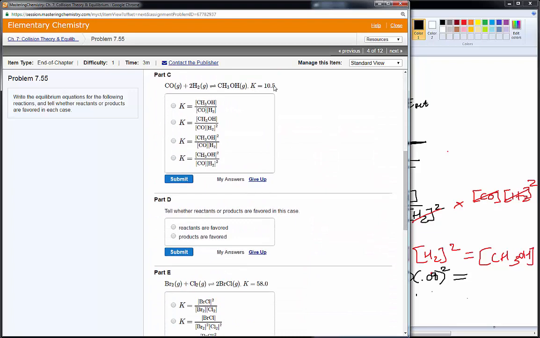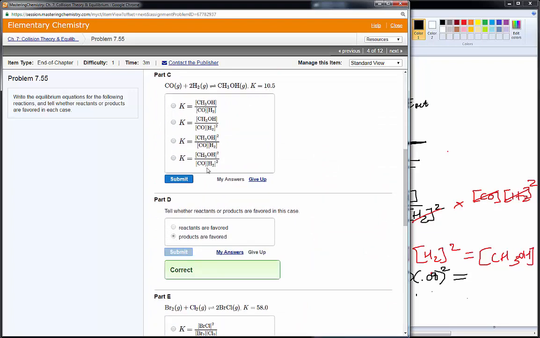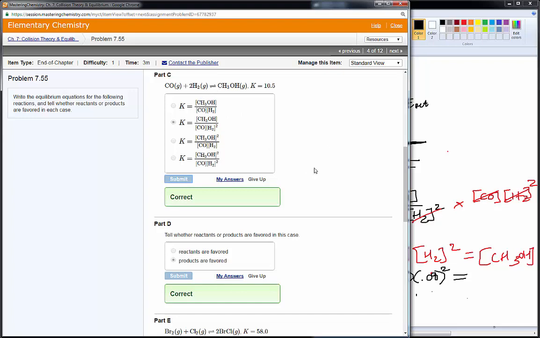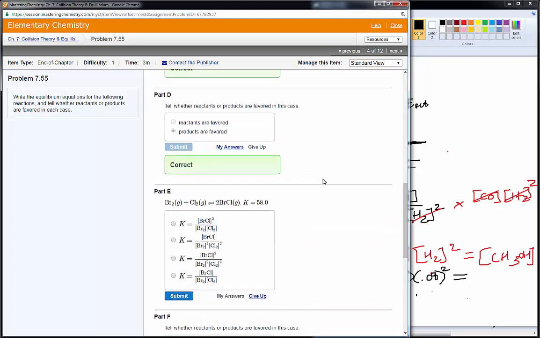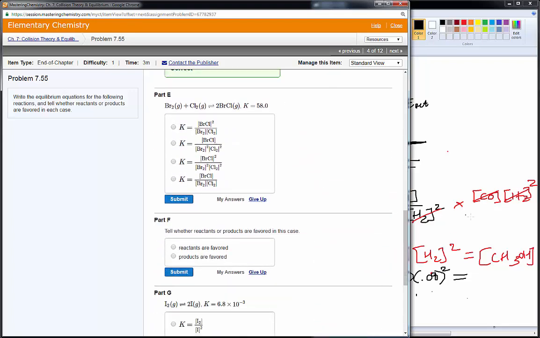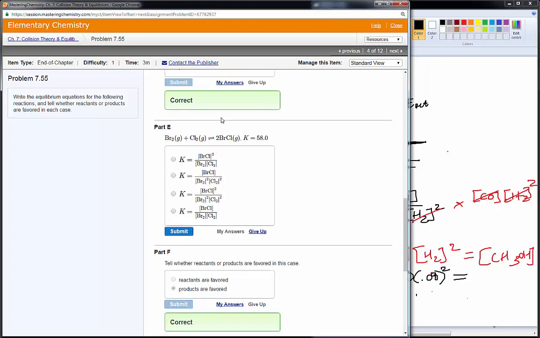Next, because K is greater than 1, I know products are favored. I can go ahead and answer that one. And I think this is the one we just did, right? CH3OH on the top, CO on the bottom, and H2 squared on the bottom. Being able to write equilibrium equations will definitely be on the test, as is being able to do math with these. Again, because K is greater than 1, I know that products are favored.